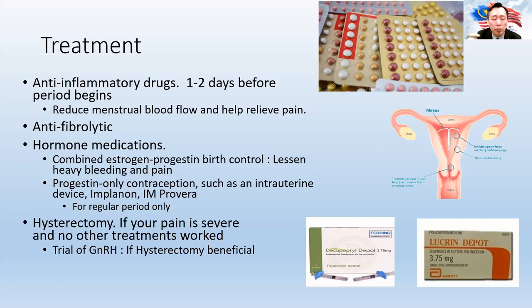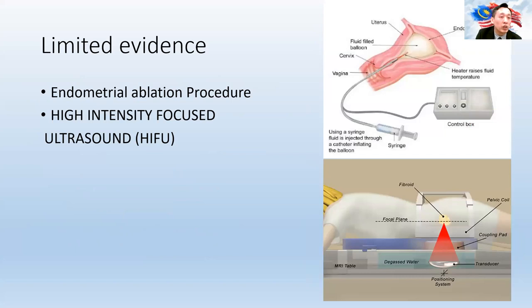If you want to know whether hysterectomy is useful, you can try a GnRH analogue to see if hysterectomy would be beneficial. If the pain is severe and no other treatment works, then this is the time for hysterectomy. There is limited evidence for endometrial ablation and high intensity focused ultrasound. By doing this, the endometrial lining gets destroyed by heat.